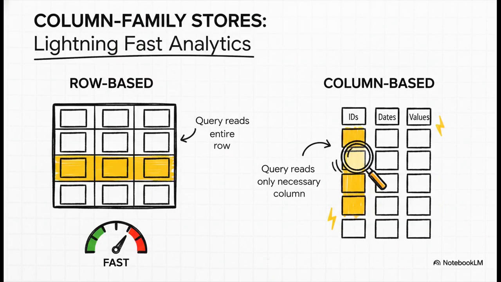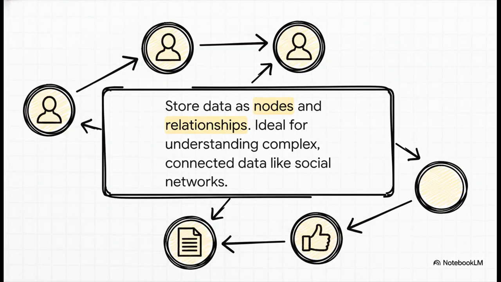All right, next up are column family stores. These ones are kind of mind-bending at first. They store data in columns instead of rows. I know, it sounds weird, but it's an absolute game changer for big data analytics. Imagine you have a billion rows of data, but you only care about the total sales column. With this model, the database only has to read that one column, which makes the whole process unbelievably fast. And last but not least, we've got graph databases.